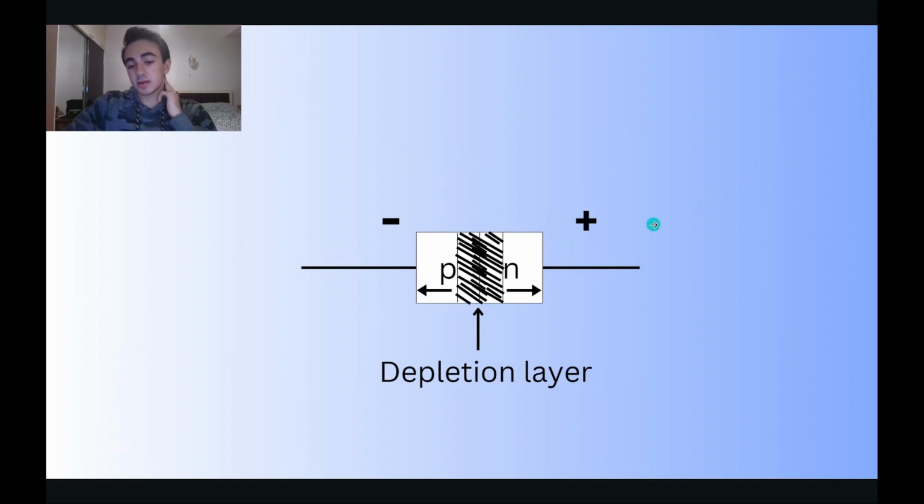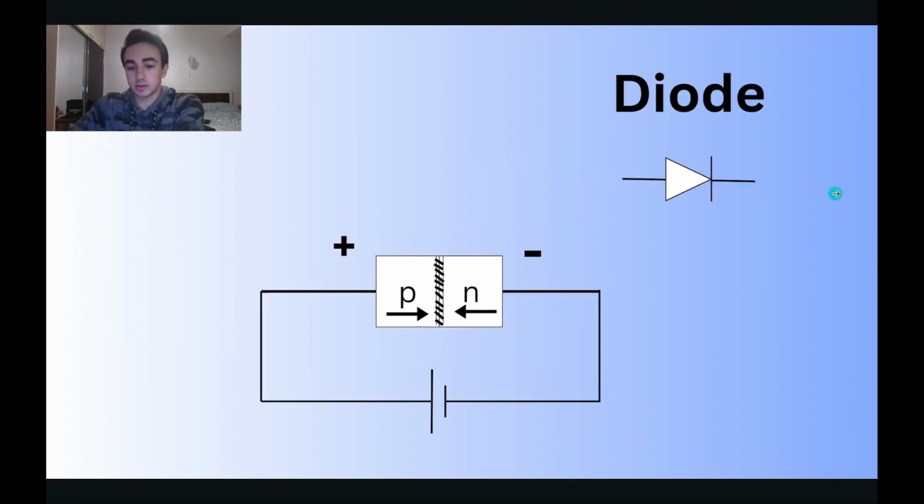And if we connect this structure to a battery, which has a positive voltage to the right and negative voltage from the left, we'll get that the electrons from the n-type semiconductor will flow to the right and the holes will flow to the left. So this way the depletion layer will expand, eventually acting as an infinite resistor.